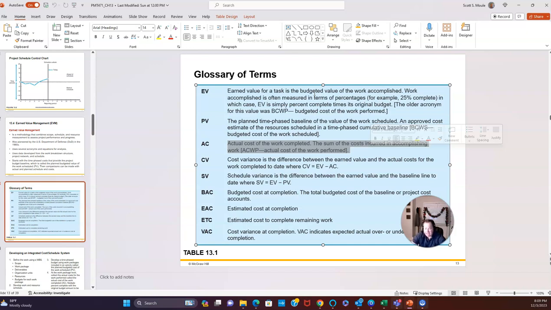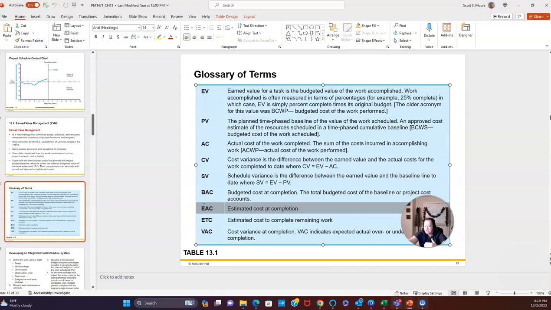Labor, direct, indirect, etc. Then you have your plan value. We have a few around estimate cost at completion. So let's say you're 6 months into a project. The EAC, or estimate at completion, is how much you have already spent for the first 6 months, plus what you calculate to be the next 6 months of spend. So how much will it cost to get to the end of the project?